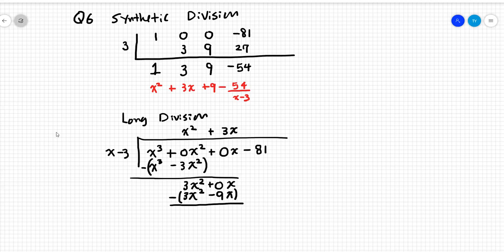So you got 3x squared minus 3x squared, you get 0. And then the 0x minus minus 9x, you get positive 9x. Then you got minus 81. And how many times does x go into the 9x? That would be 9 times, right? So you got 9x minus 27, and you subtract that from the top. 9x minus 9x goes away. And minus 81 plus 27, you get minus 54. And that's exactly what we got in the synthetic division. It's going to be the same answer there.